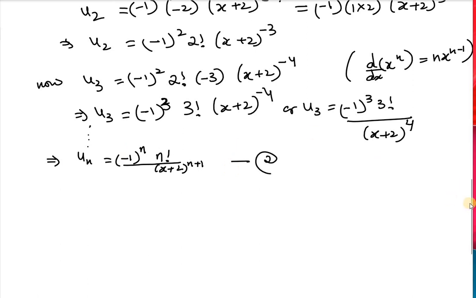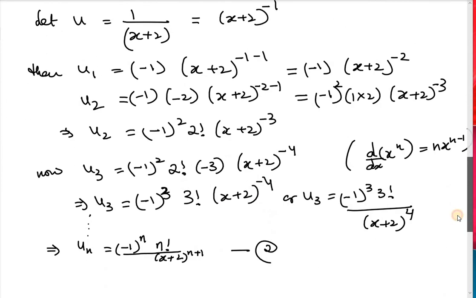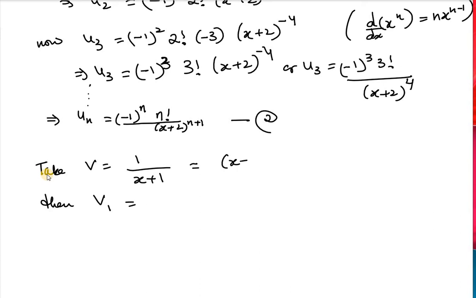Now next, let us find what will be the nth derivative of this one, 1 upon x + 1. You'll get a similar nth derivative. Instead of x + 2, it will be x + 1. Now take v equal to 1 by x + 1. Then what is v1? Then v1, this can be written as (x + 1)^(-1). So again, you can use this formula, d/dx of x^n is n x^(n-1), but instead of x, it is x + 1.